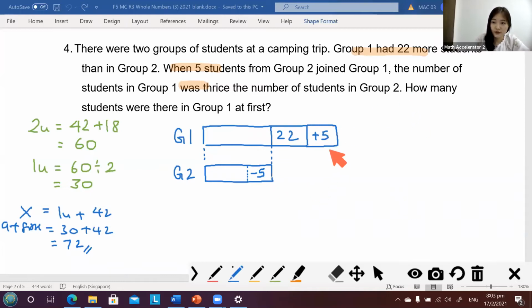After the transfer, the number of students in Group 1 was thrice the number of students in Group 2. Keyword: thrice. So annotate in your question Group 1 and Group 2 at the end. How many units do they have? For Group 1, how many units do they have now?